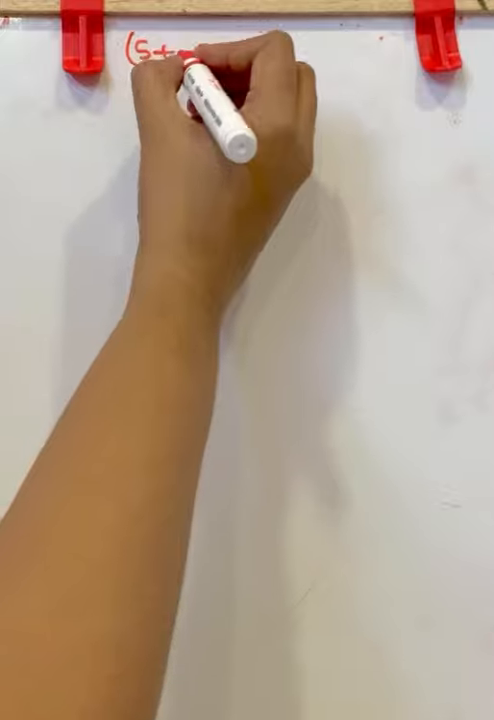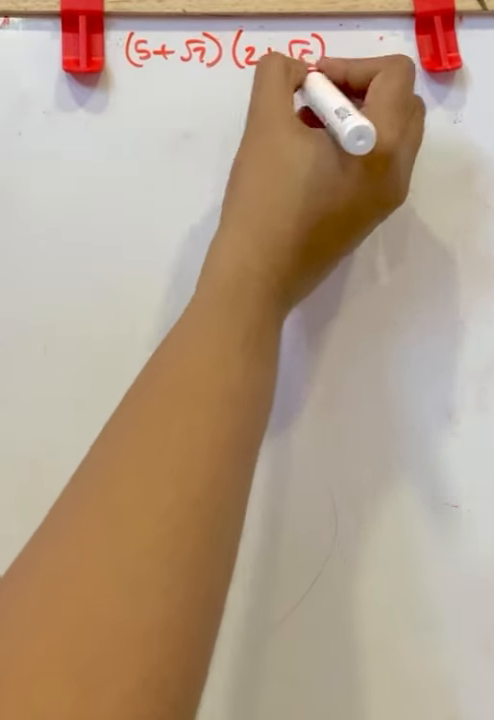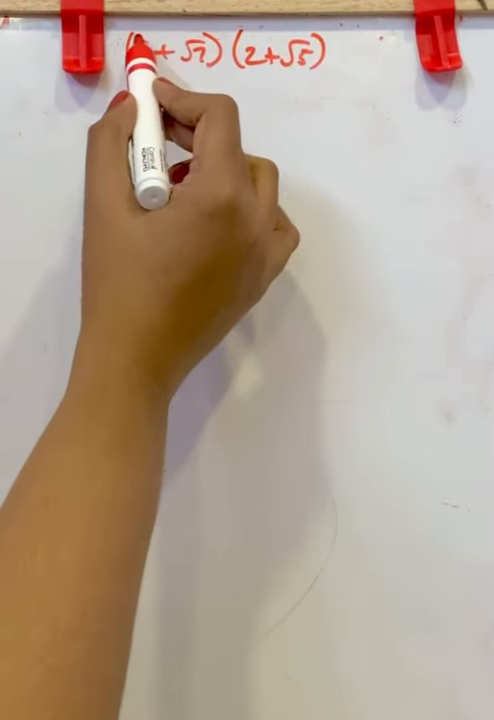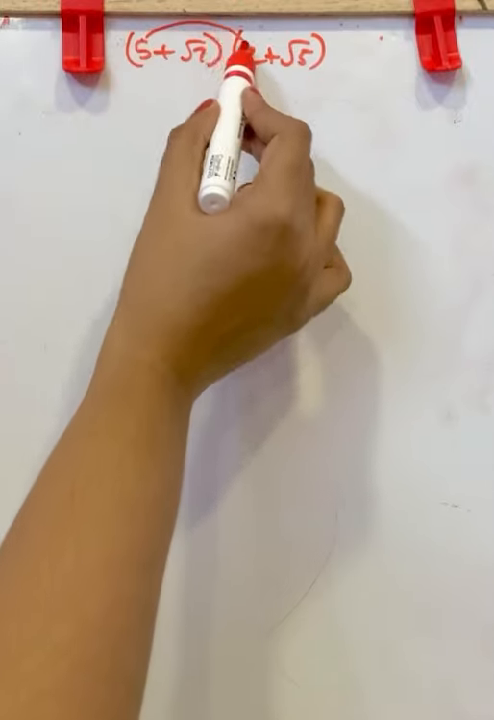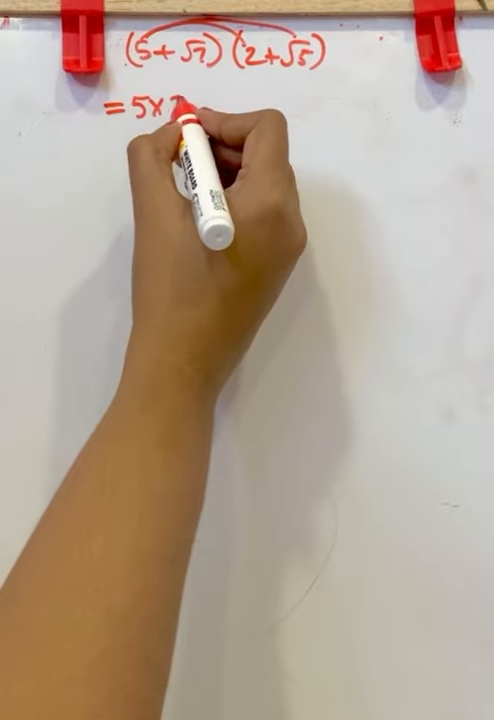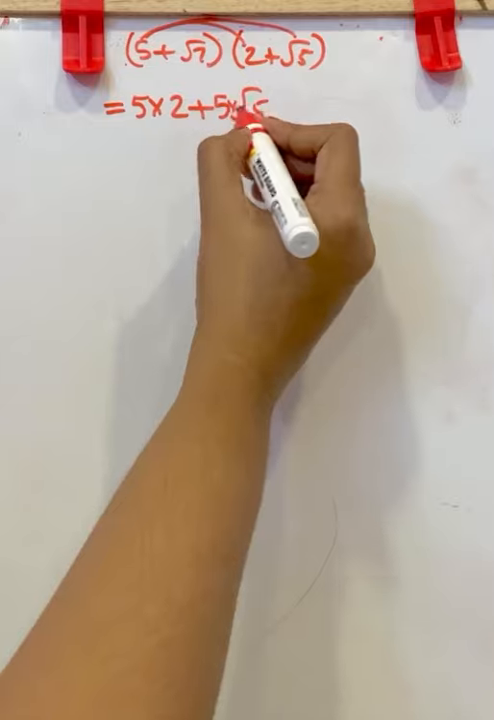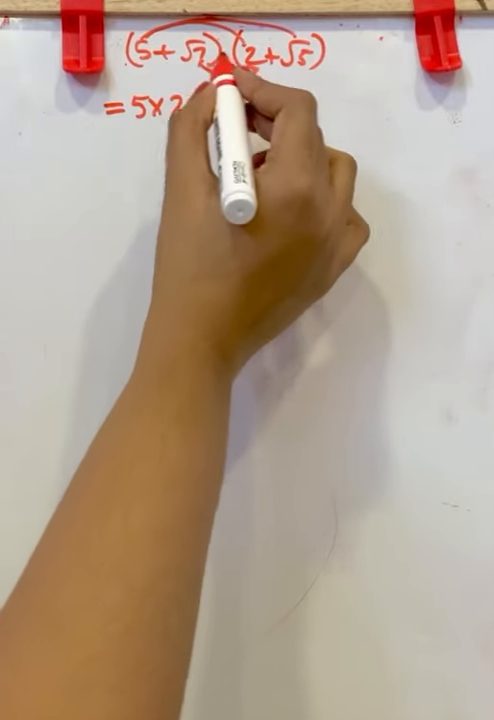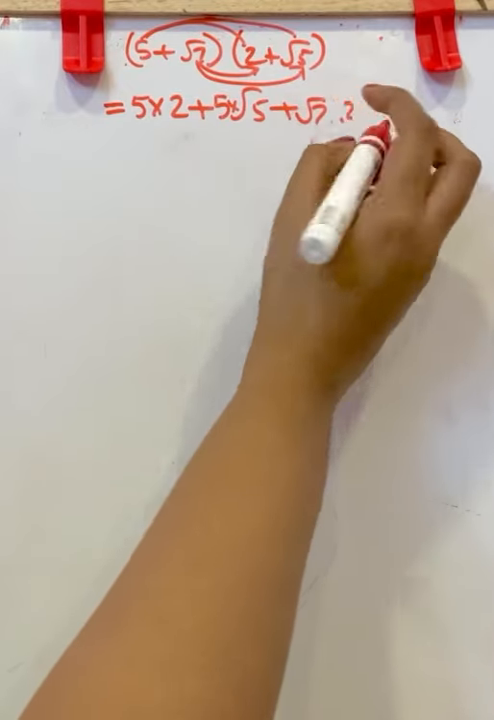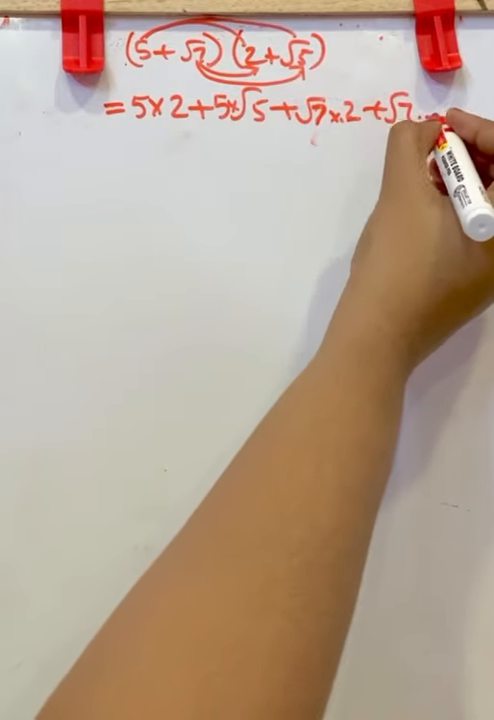Simplify (5 + √7) into (2 + √5). Here you want to apply the distributive law. First you will open with 5, that is 5 into 2 plus 5 into √5, plus next open with √7 with these 2 terms, that is √7 into 2 plus √7 into √5.